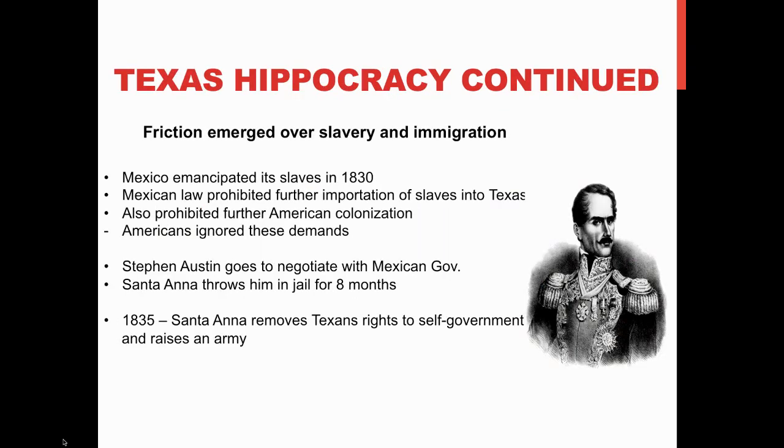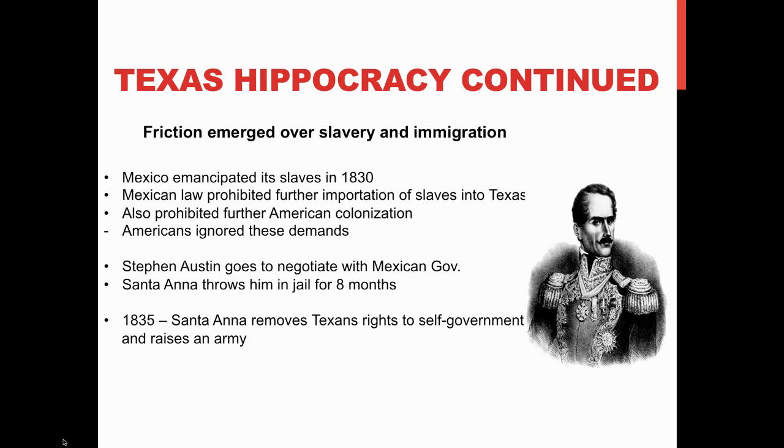Friction is going to emerge over slavery and the amount of immigrants that are coming into Mexico, especially after Mexico emancipated its slaves in 1830 and prohibited more slaves coming into Texas. This is going to cause Stephen Austin to go down to try and negotiate with the Mexican government. The current dictator, the Caudillo of Mexico, was Jose de Lopez de Santa Anna. And Santa Anna is going to throw Stephen Austin in jail for 8 months.